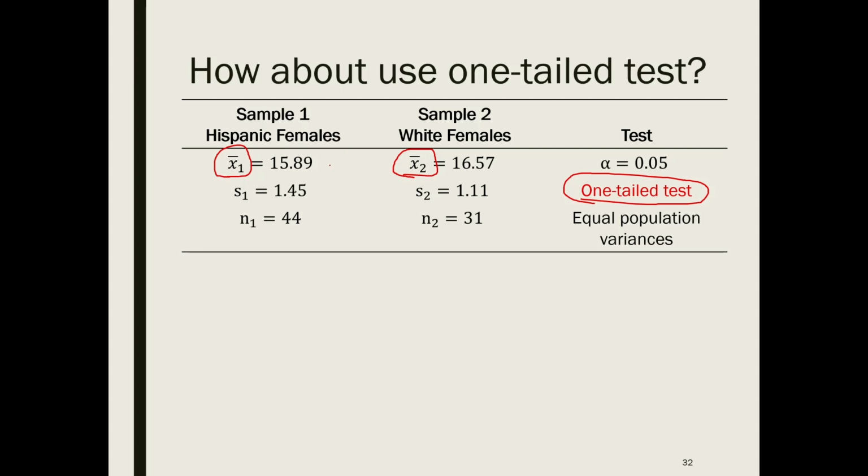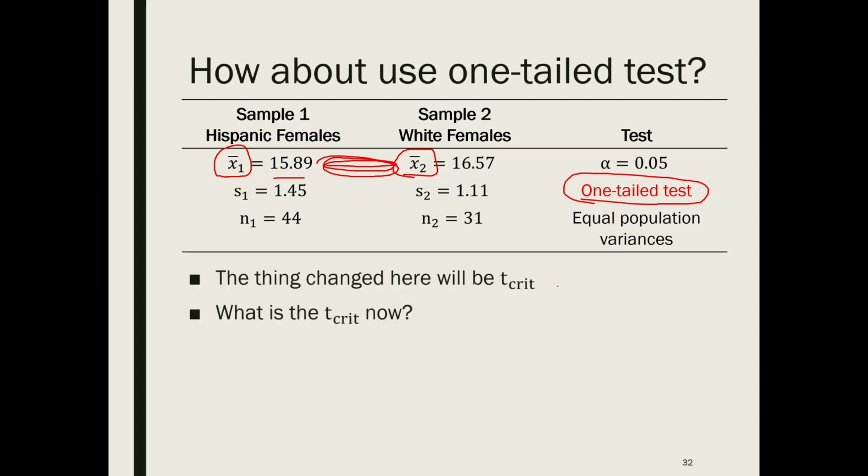Every time you make a guess, it must be based on some evidence. The evidence is the average. You can see the average of Hispanic female juvenile offenders is younger than the white juvenile offenders. So a good guess is that our one tail is going to be on the left side, the negative side. Once you change to the one-tailed test, the thing that changes here will be the t critical, because you're using one tail. But the t obtained will still be the same. It doesn't really matter which tail you use.